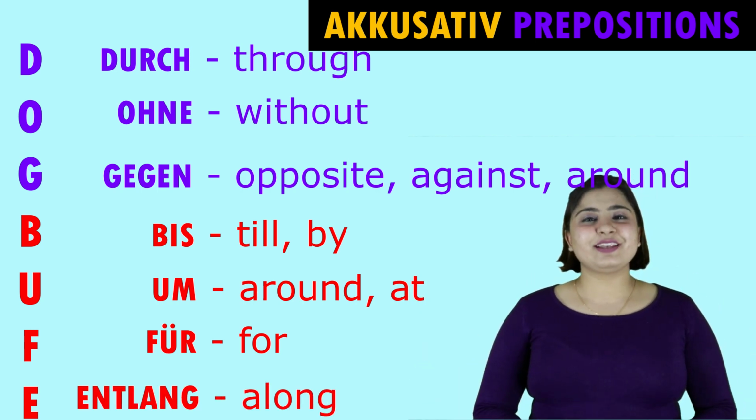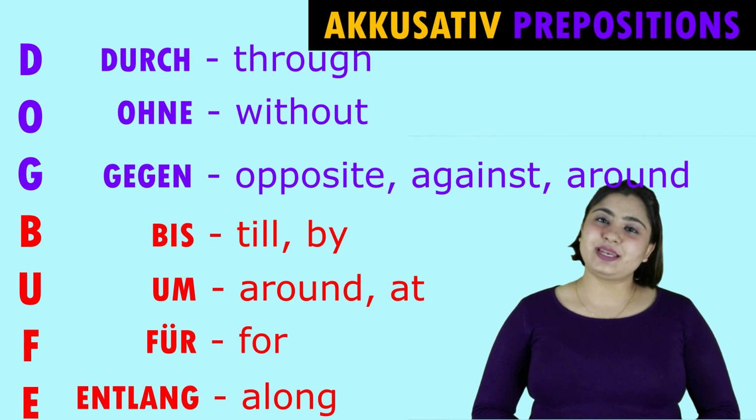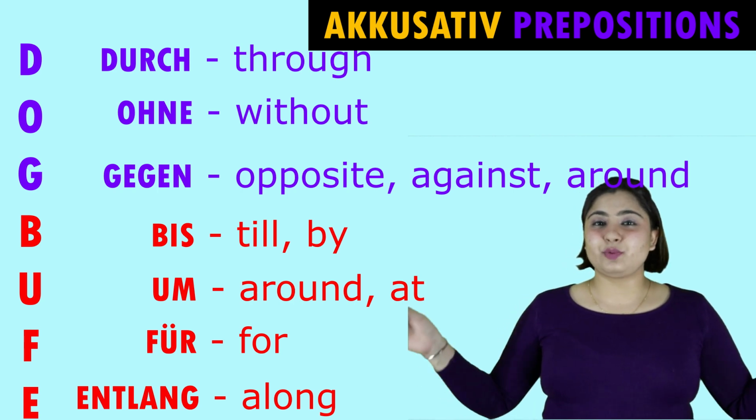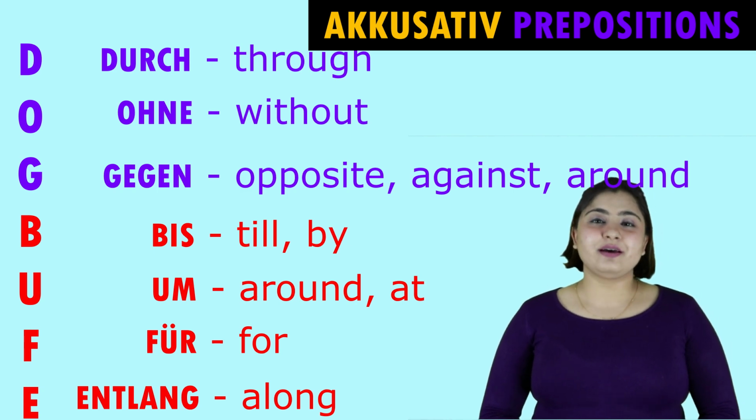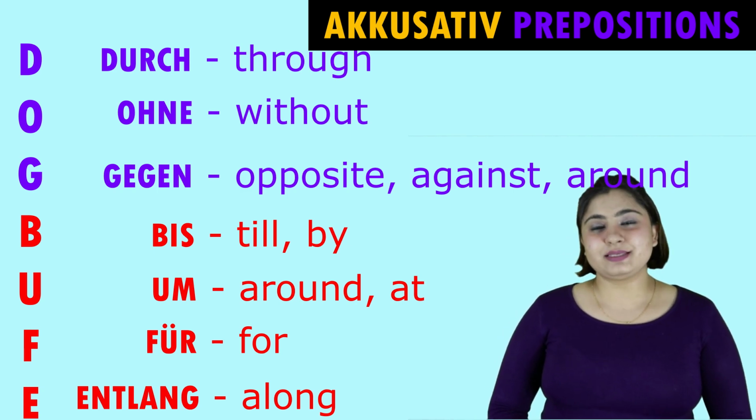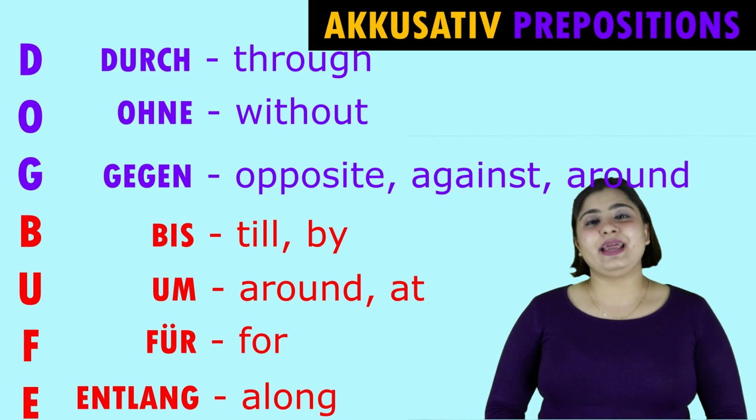So this is how you can learn accusative prepositions very easily by just memorizing this word, dog buffet. Durch, owner, gegen, bis, für, entlang.